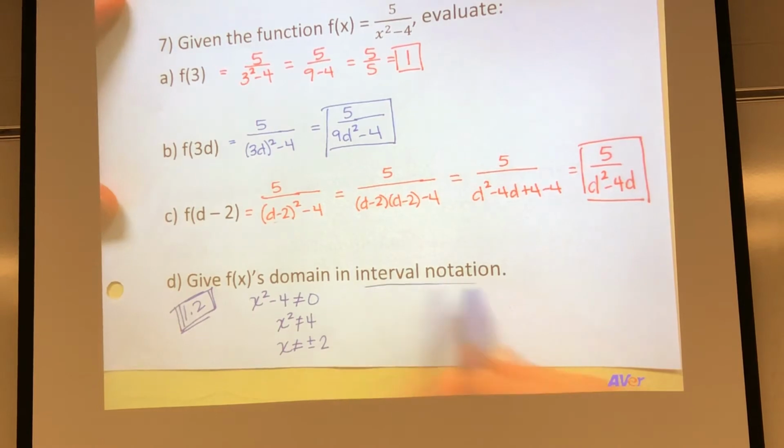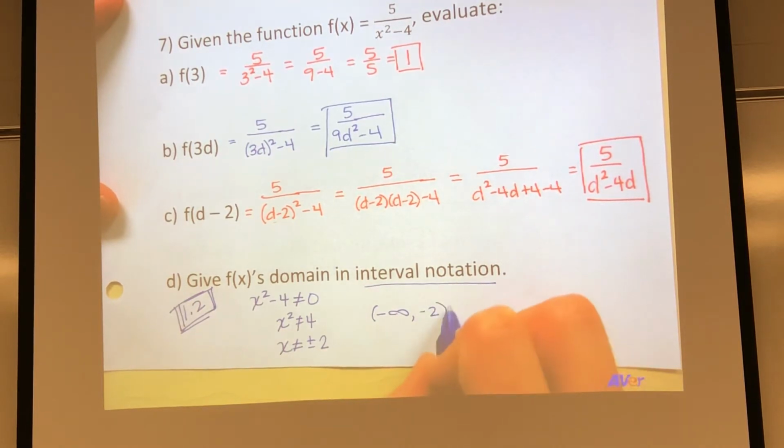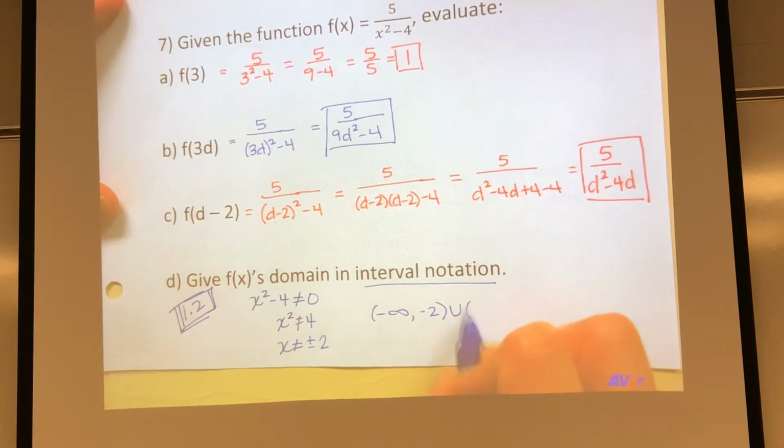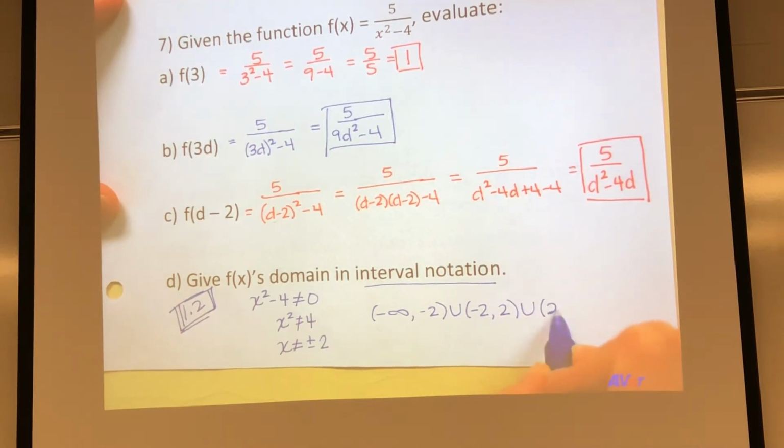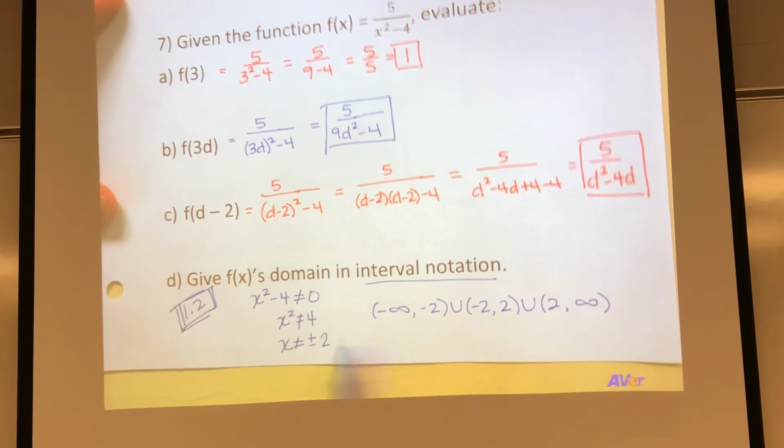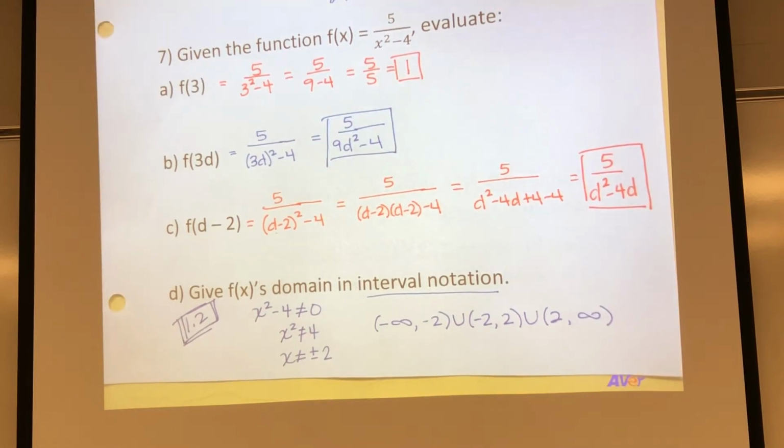So when we go to write it in interval notation, we're going to start at negative infinity. We're going to go all the way up to the first number that it says it can't be. That's negative 2. Then we're going to put a union. We're going to start again at negative 2 and go up to the next number it can't be, which is 2, and then put a union, and then go 2 to infinity. So this tells us that all numbers are possible except for negative 2 and 2.